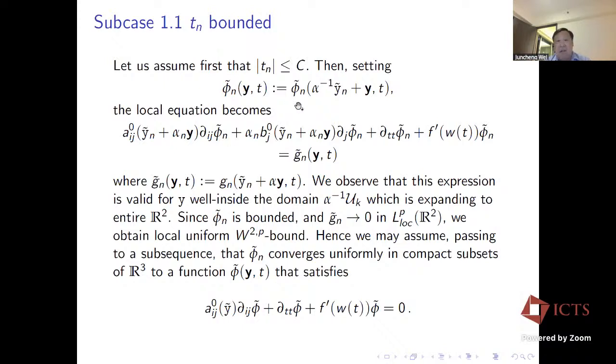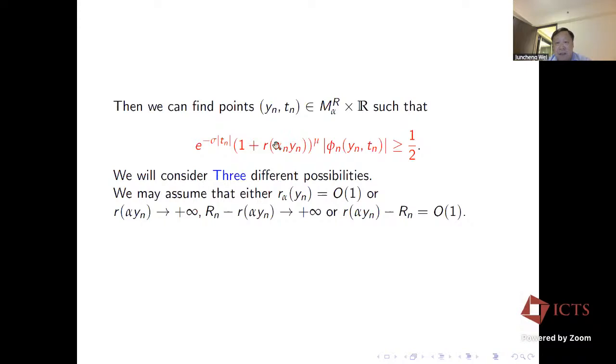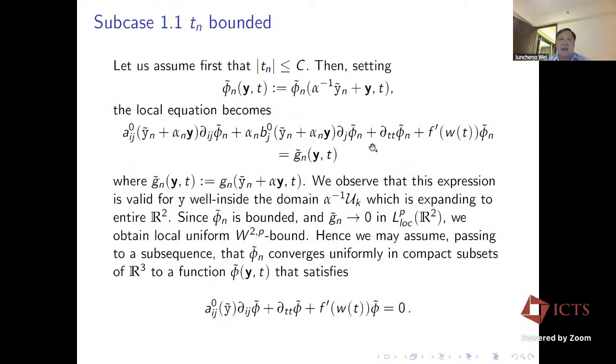And now in this case, we discuss 2 sub cases. First we assume that this is bounded. But what about Tn? This Tn can be bounded or infinite. So let's assume that Tn is bounded. And we just do rescaling, and you compute the limit.